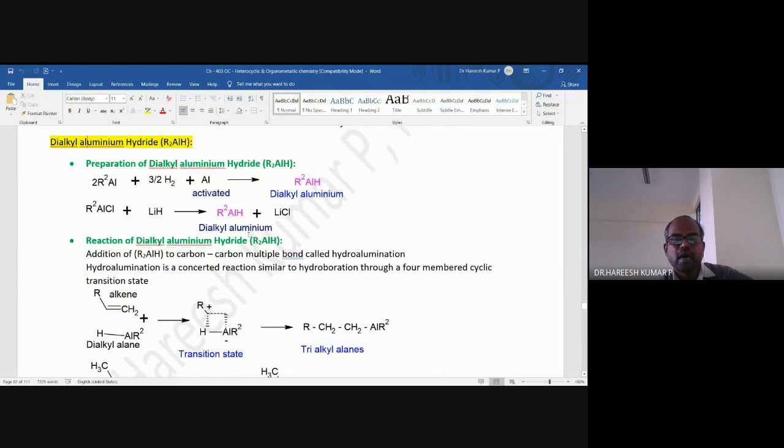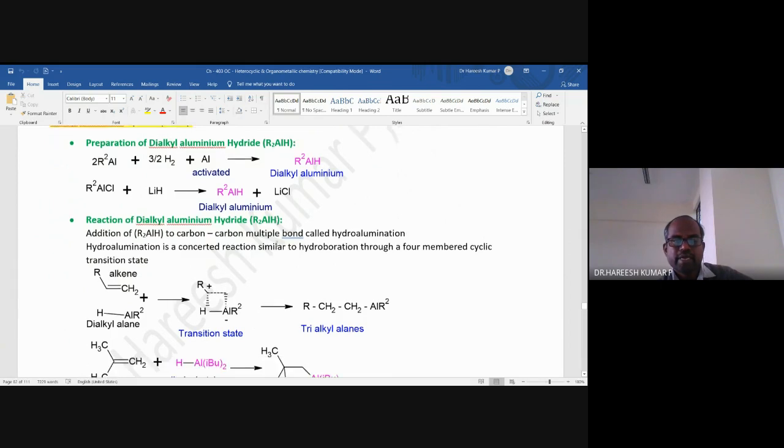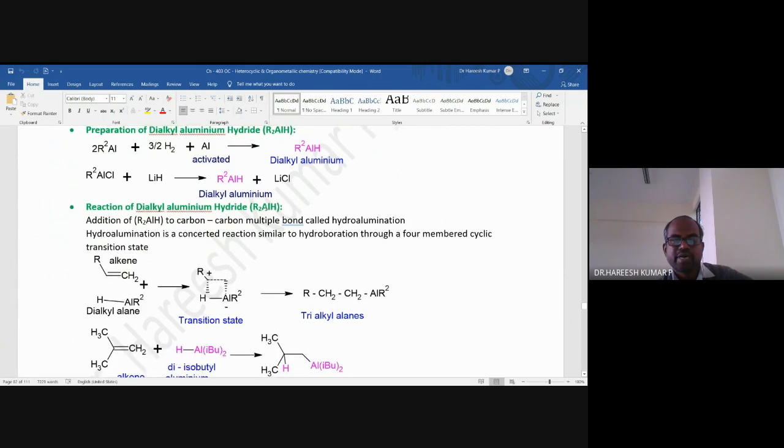R2AlH means dialkyl aluminum hydride. So what will happen? Let's write R2AlH in this form. Here I am writing R2Al and there will be a hydrogen bond. So what is happening here? This hydride will add to the more hindered carbon.